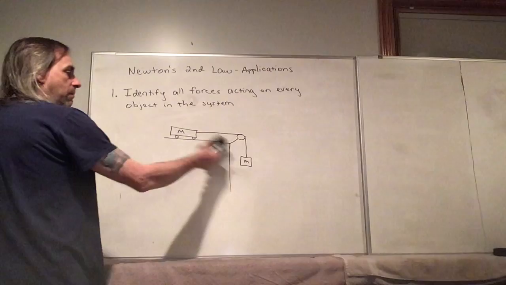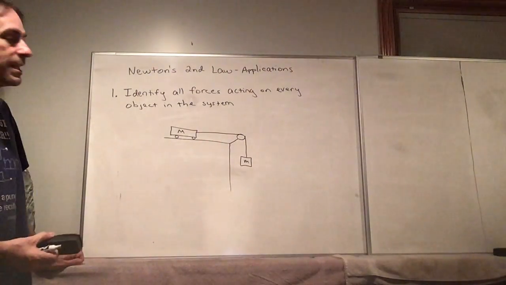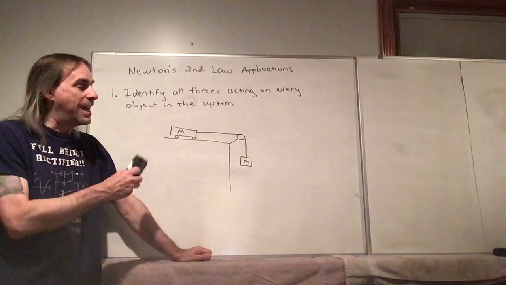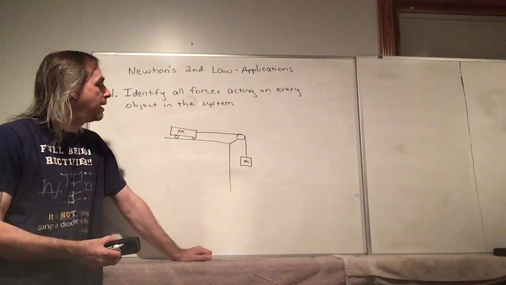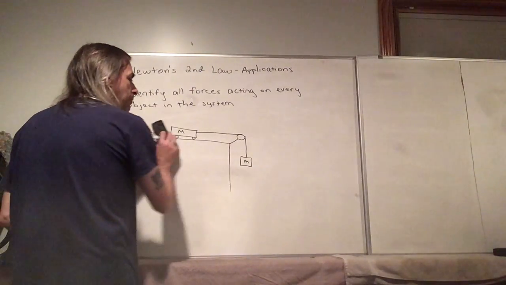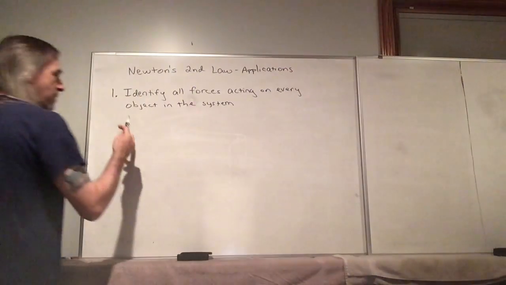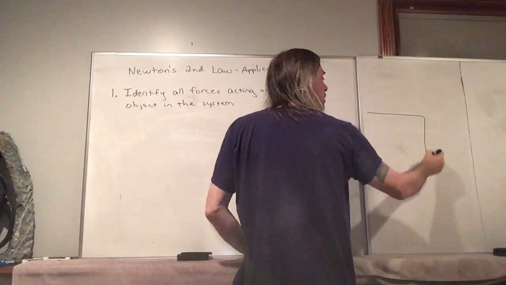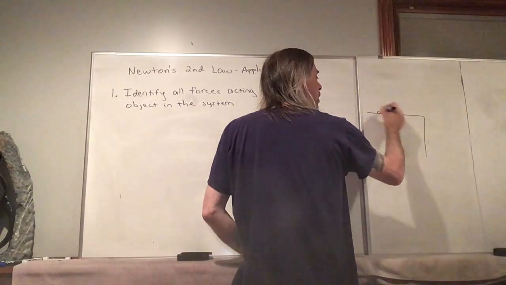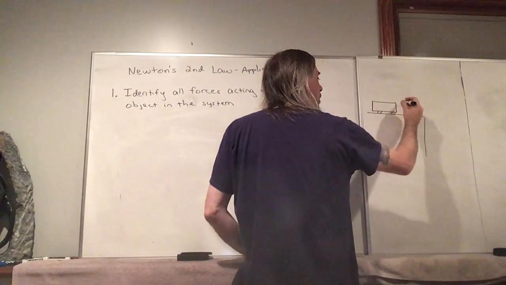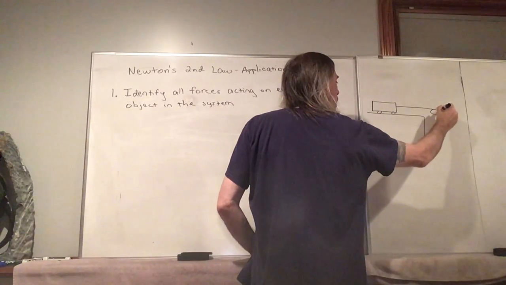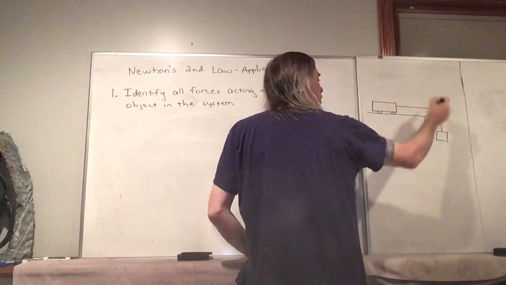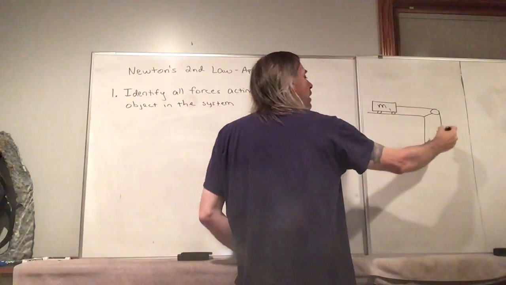So anyway, your system can be more than just a single object, and you have to identify all the forces acting on each object in the system. I should have just drawn this over here for now, so I'll redraw it. I'm going to rename these, and call them M1 and M2.